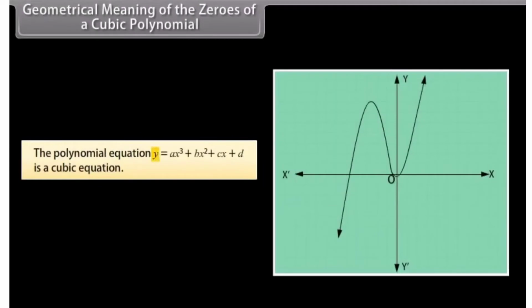Geometrical meaning of the zeros of a cubic polynomial. The polynomial equation y = ax³ + bx² + cx + d is a cubic equation. This is the shape of the graph for a cubic polynomial.